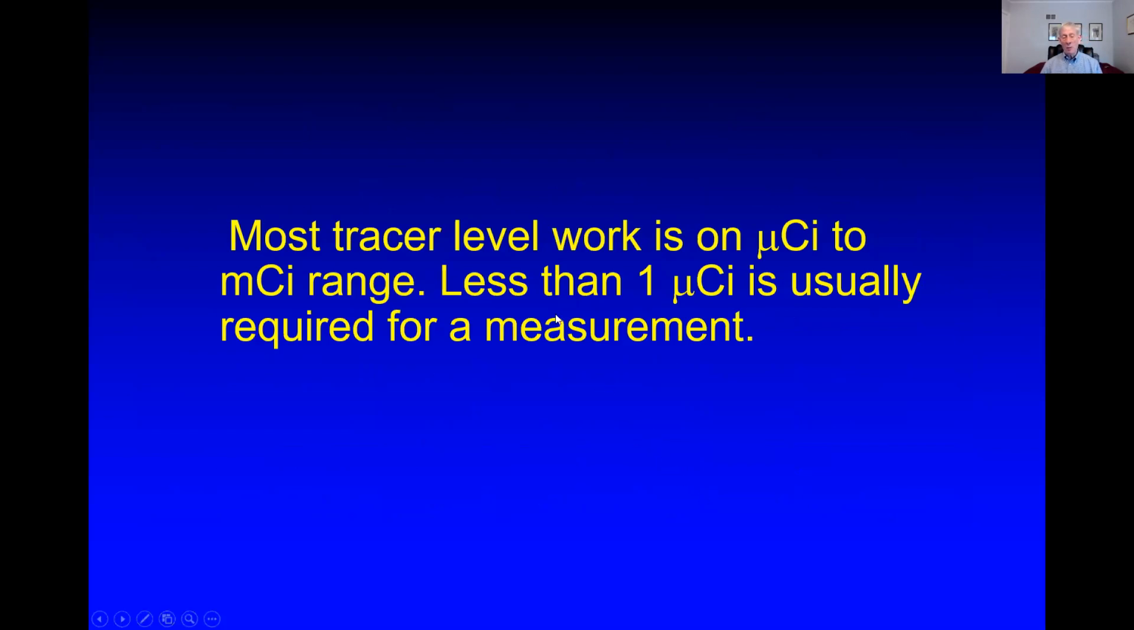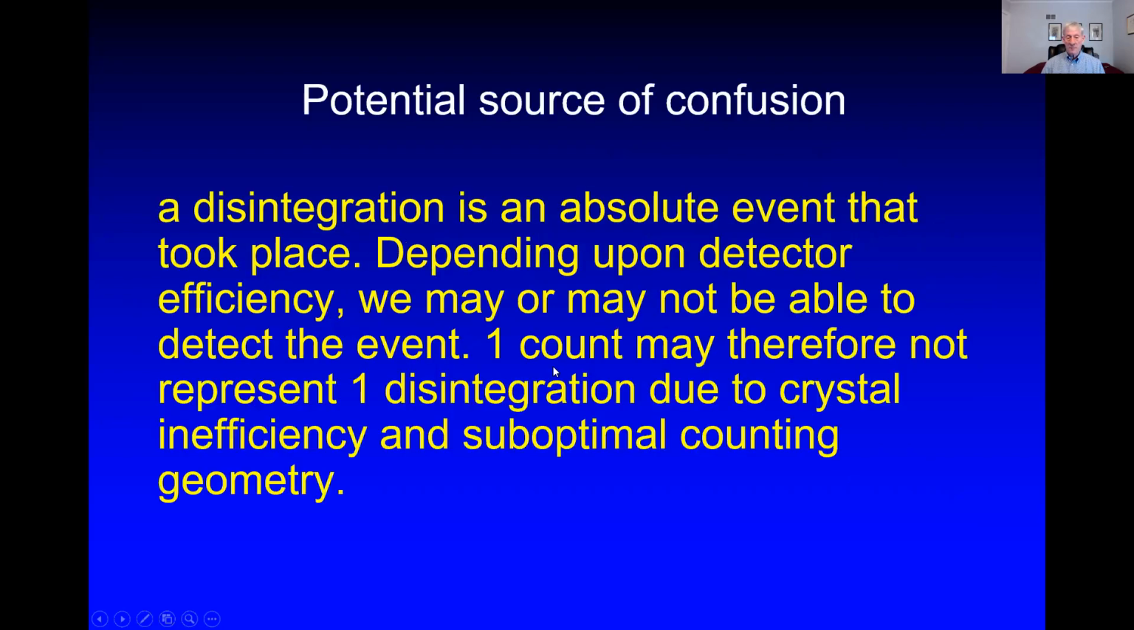For example, if you have a well counter, 1 microcurie or more will flood the detector and cause the dead time to go way up because that's such a sensitive instrument. A gamma camera can handle huge count rates compared to that detector. So we typically work in the microcurie range for things like thyroid uptake and the millicurie range for almost everything else.